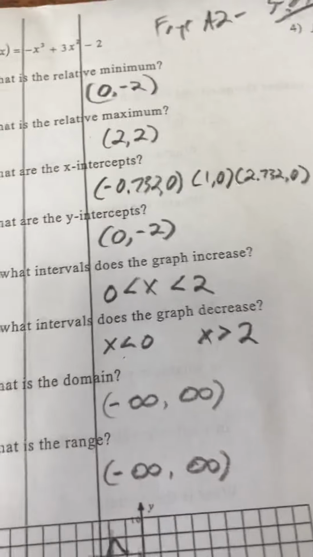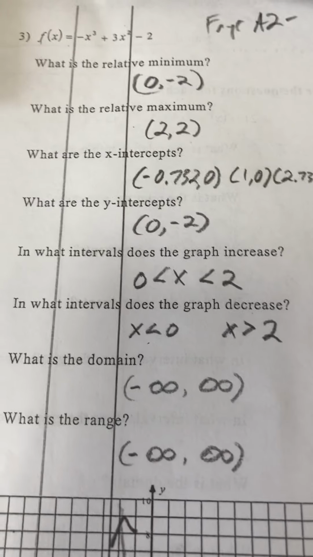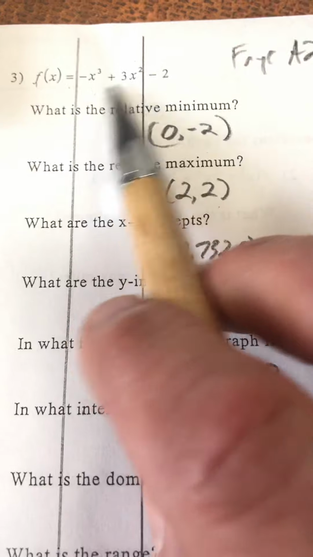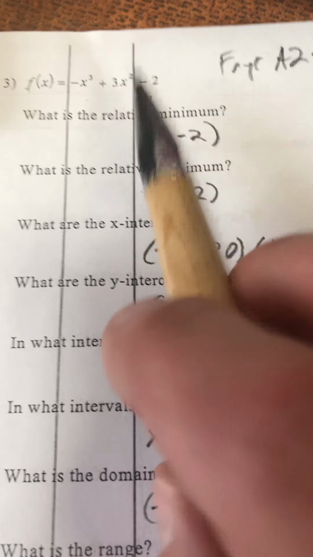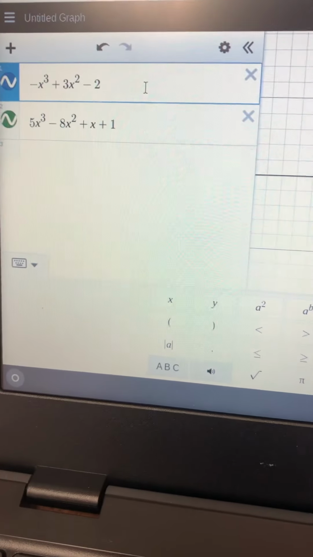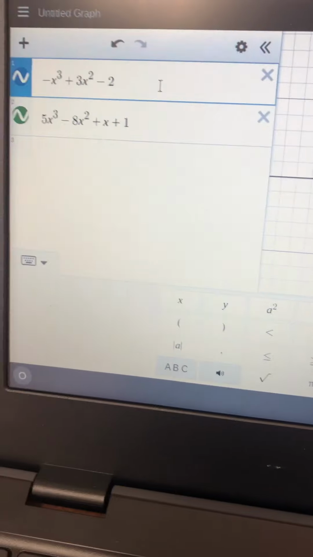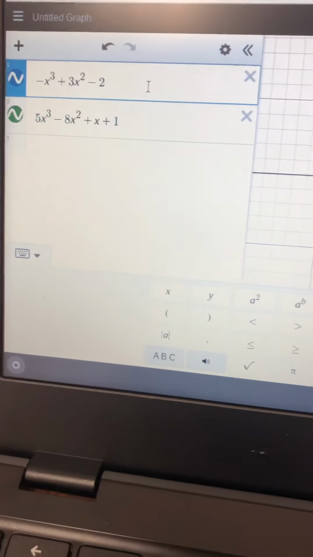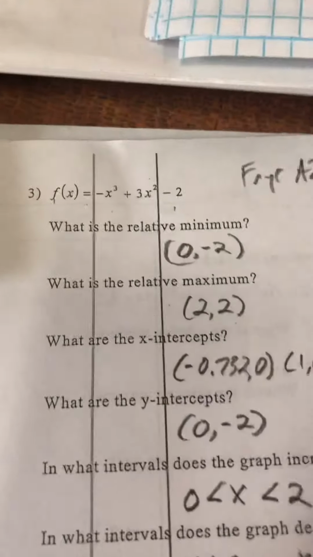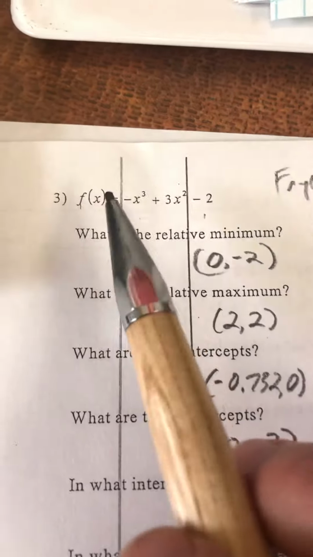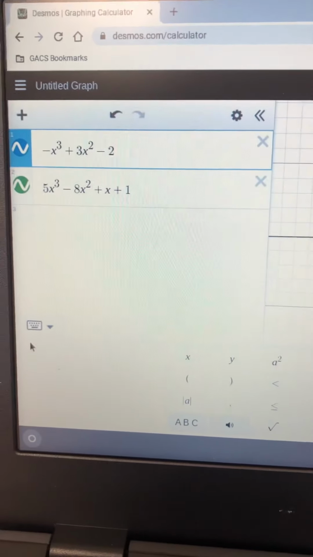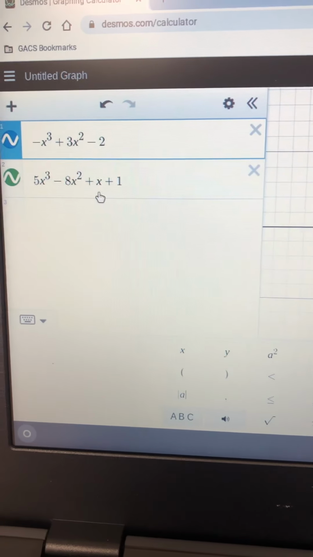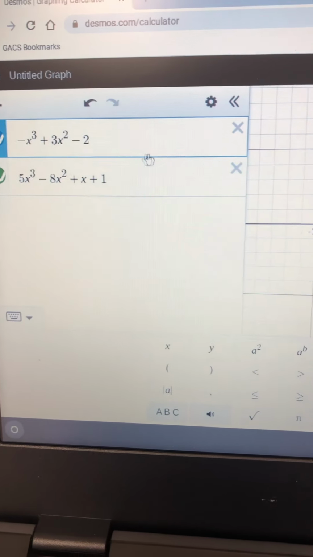Okay, so key to understanding these is using your graphing calculator or Desmos. I'm using Desmos here so that it just makes it real nice and easy so that you could see all these points that we're going to be needing to identify. So you plug in this equation, and using the keypad down here on Desmos, it's real easy to plug in.